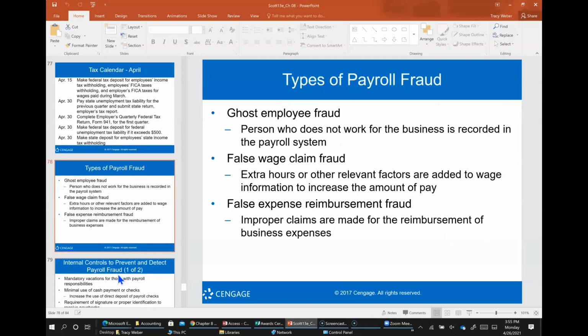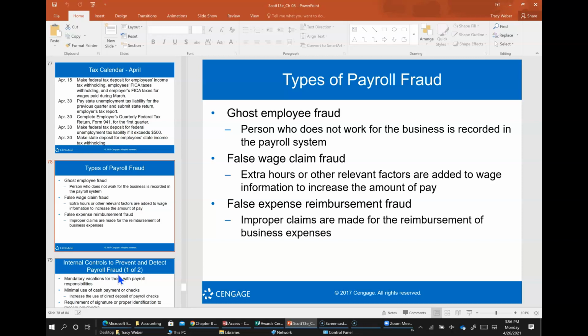So, payroll fraud. Payroll fraud can be a huge problem for a business in terms of monies lost and time and frustration dealing with the problem. Payroll fraud can be categorized into three general areas. Ghost employee fraud: someone is recorded in the payroll system who does not work for the business. False wage claim fraud: extra hours or other relevant factors are added to wage information to increase the amount of pay. And false expense reimbursement fraud: improper claims are made for the reimbursement of business expenses.